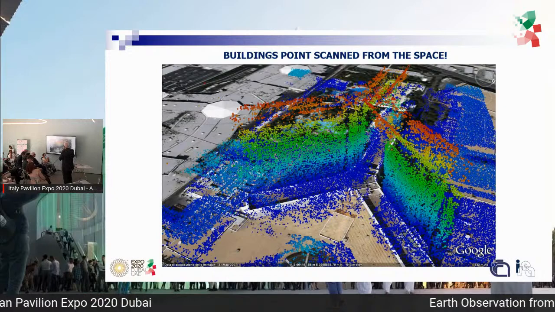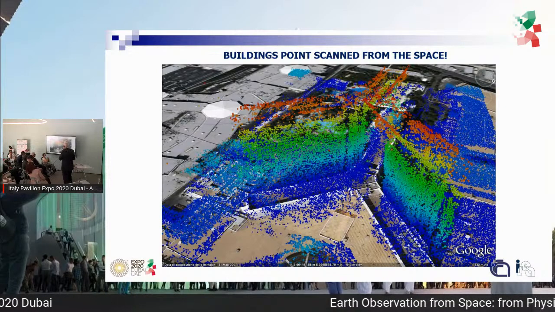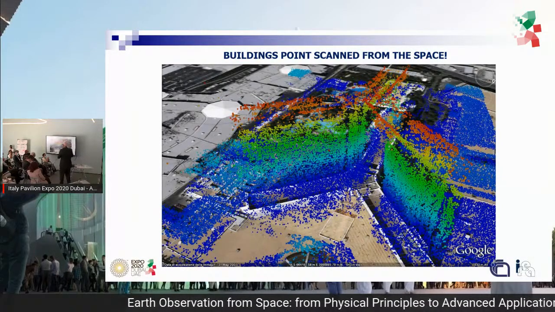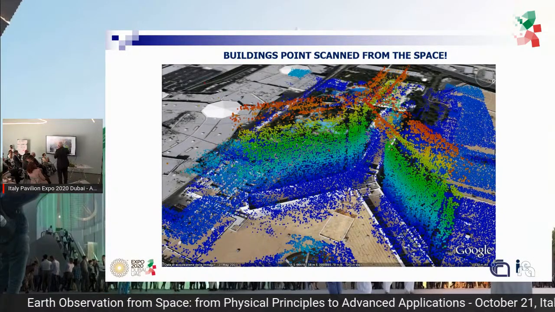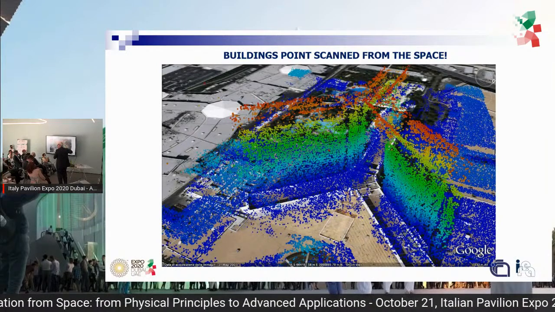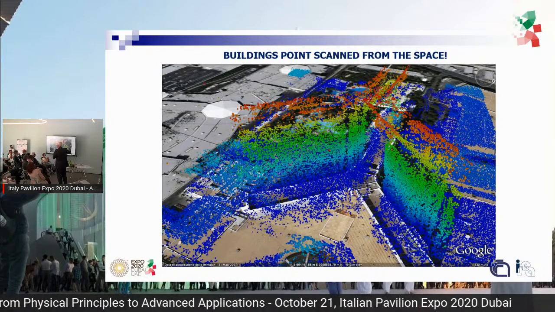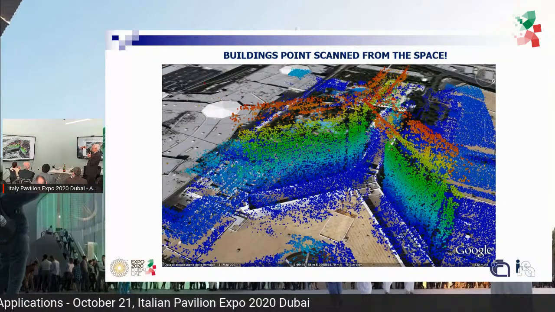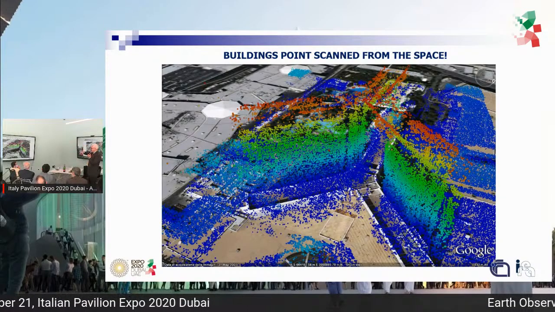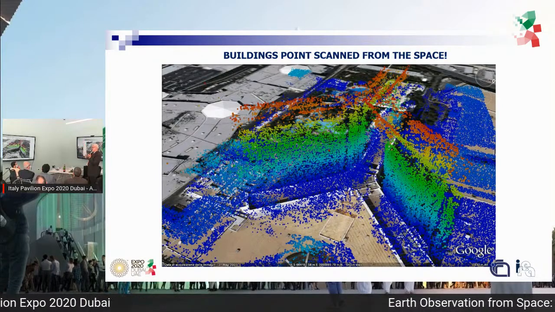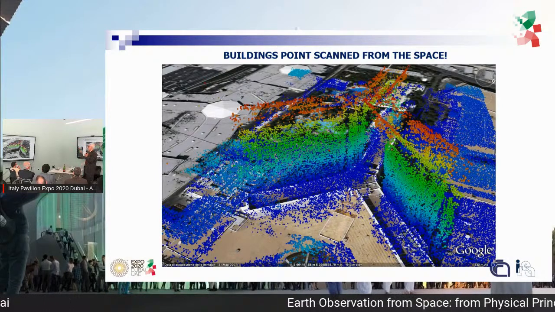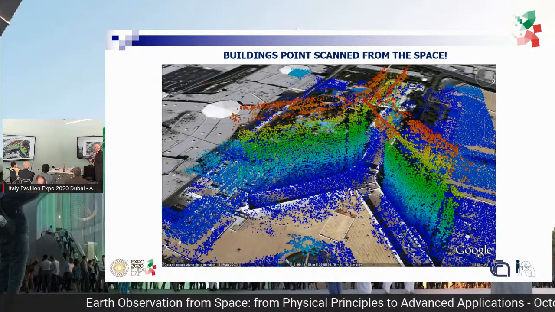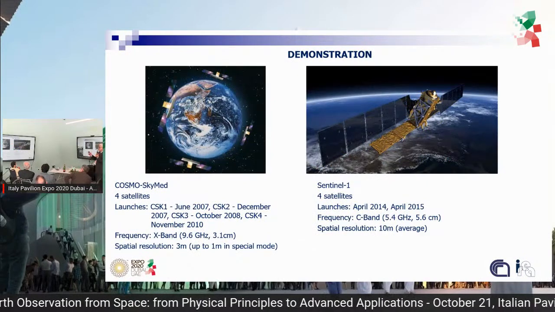Here is another example, also shown before by Professor Parcazio. This is the Mirage Hotel. The sensor is not Cosmo Skymed, unfortunately. But in this case, with the spotlight data, with 1 meter resolution, we reconstructed the 3D positioning of the Mirage Hotel in Las Vegas. We call it a radar scanner from space. It's like a laser scanner, but located in space, and it uses radar radiation to reconstruct the building.